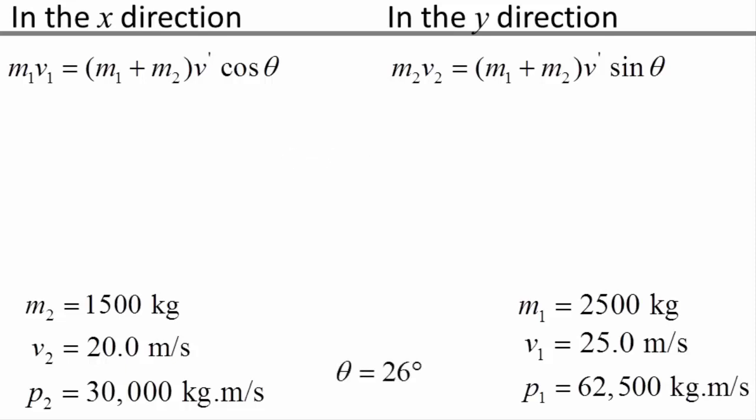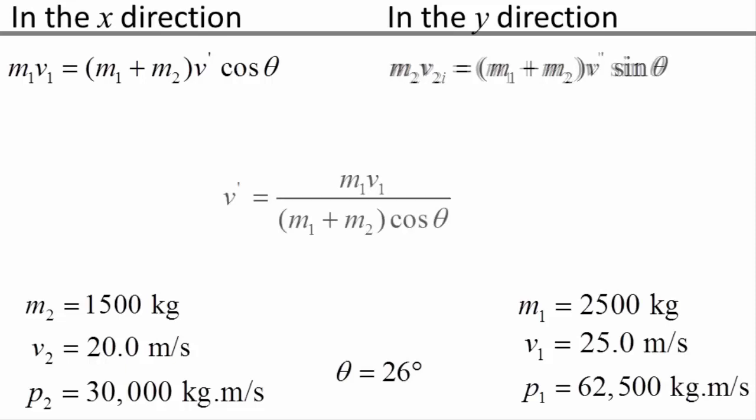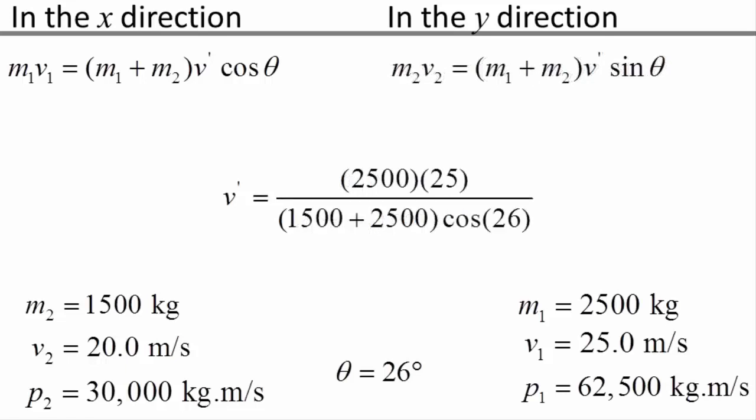Now that we have the angle, we can substitute the angle into any one of our one-dimensional momentum equations to solve for the final velocity v prime. Let's use the first equation. Transposing for v prime from the first equation gives us m1 v1 divided by the sum of the masses and cos theta. We can now substitute in the values to solve for v prime. So what is the value of v prime? That is, what is the final speed of the two cars?